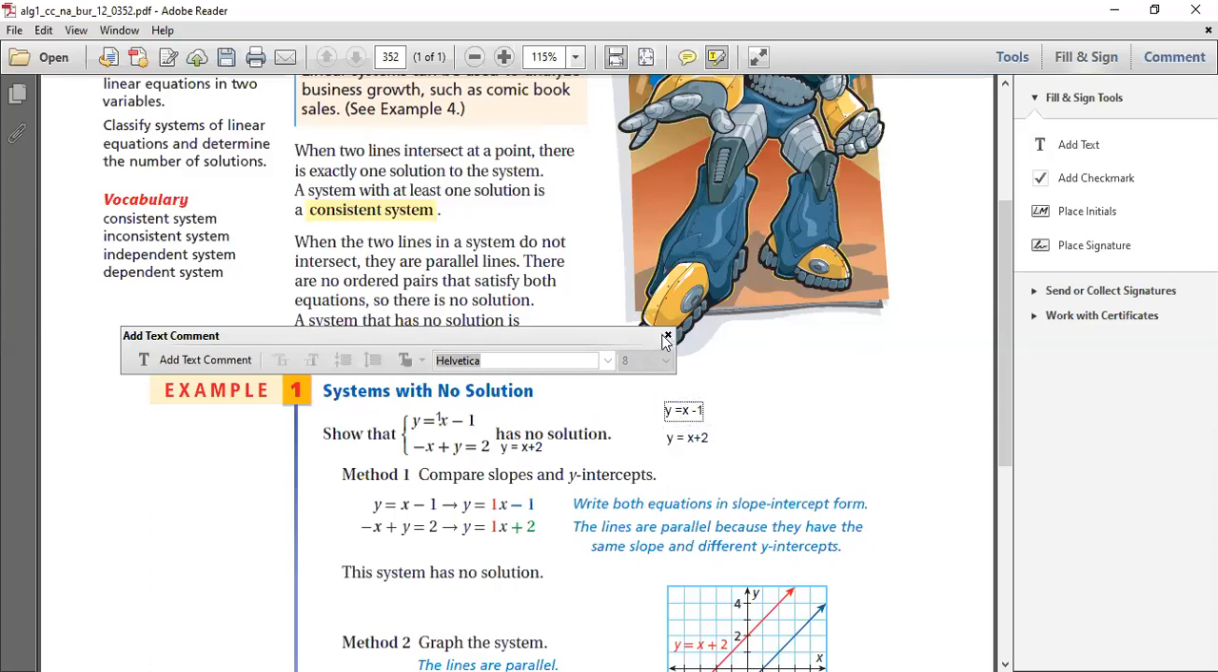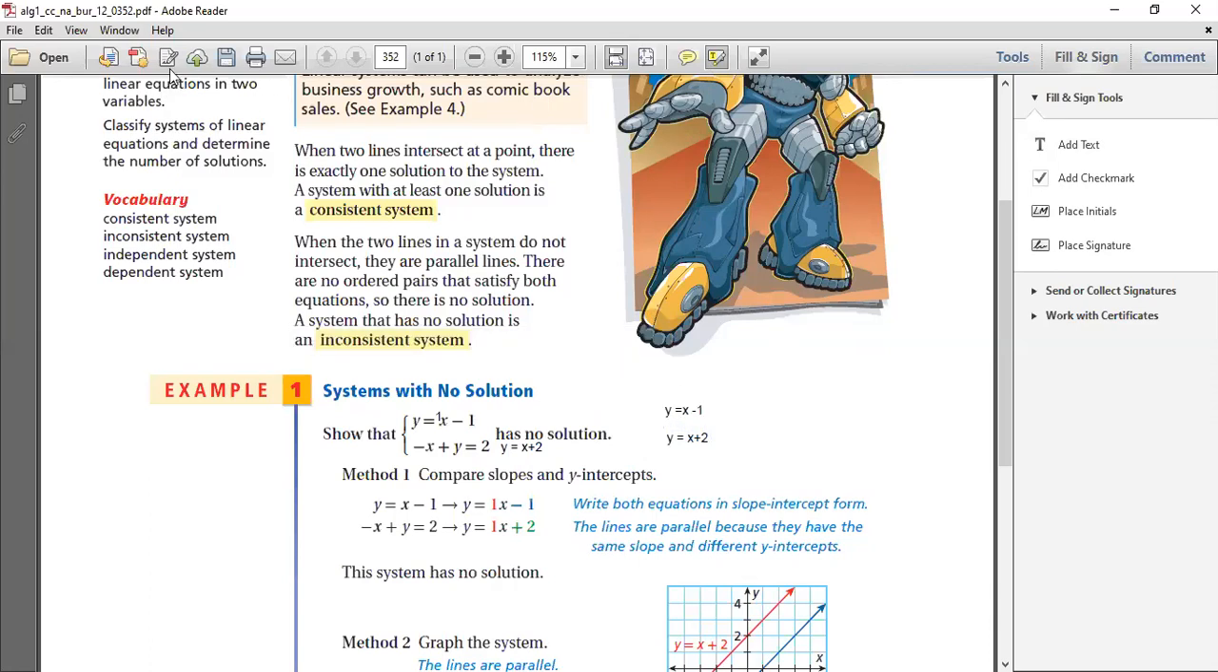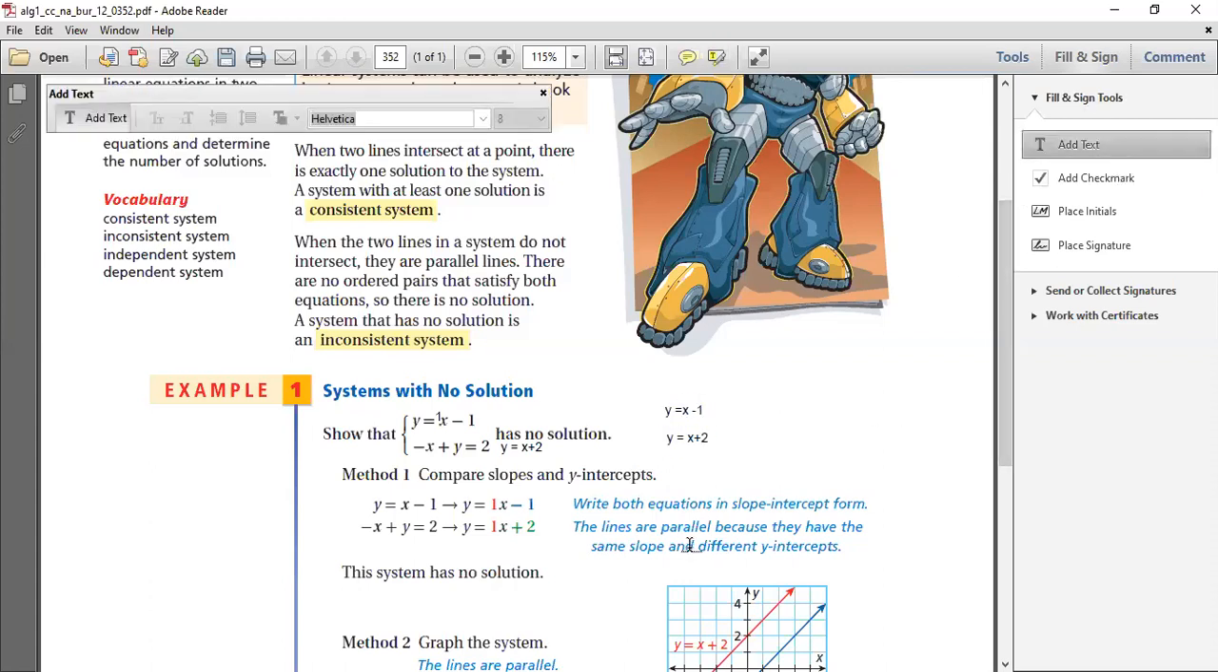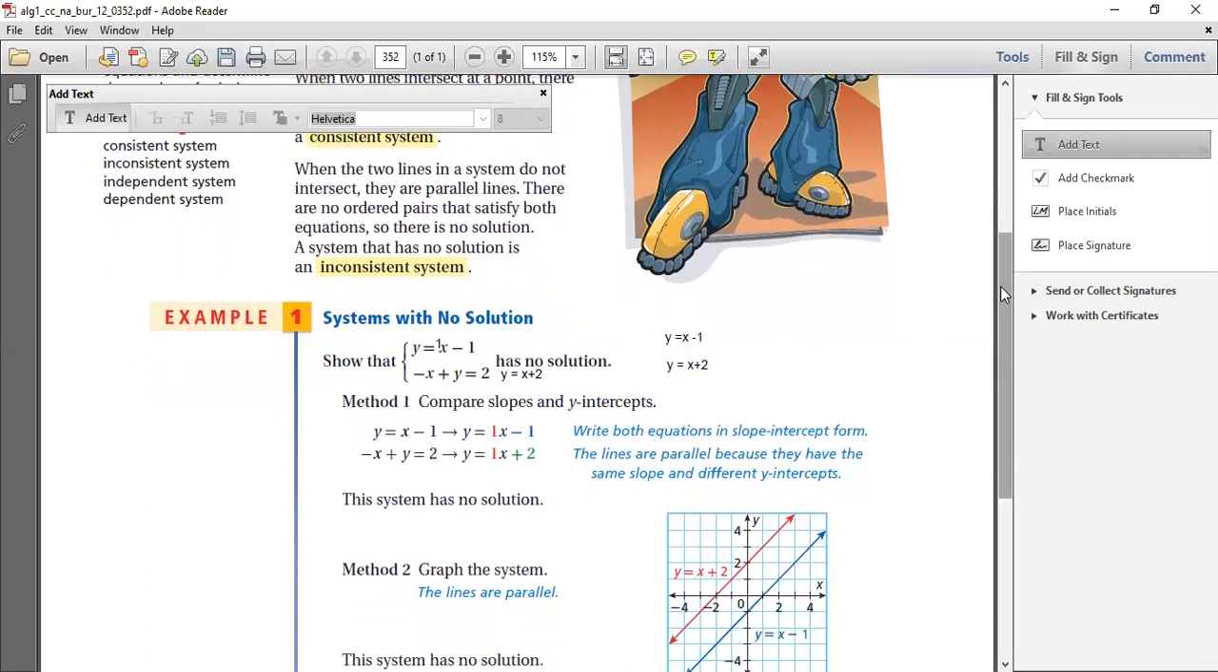Is the y-intercept the same for both equations? Of course it's not. So when the y-intercepts are different for both equations, that means the system has no solution. This was the first way of solving it, and that's the easiest way of finding it out. Now the second way is graphing the system. Okay, now how do you graph the system?